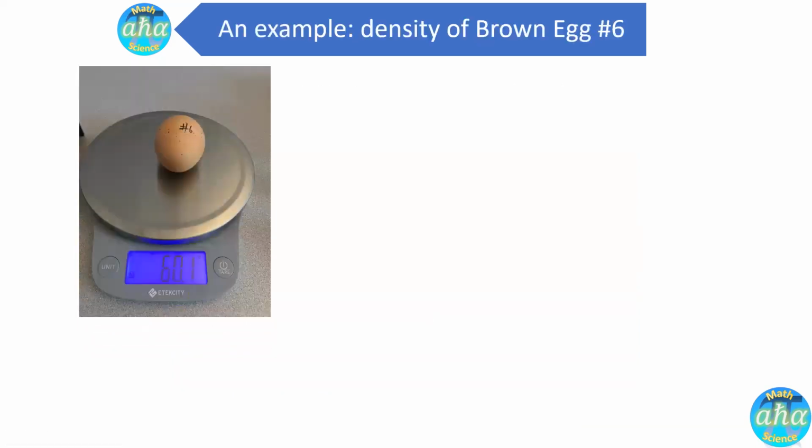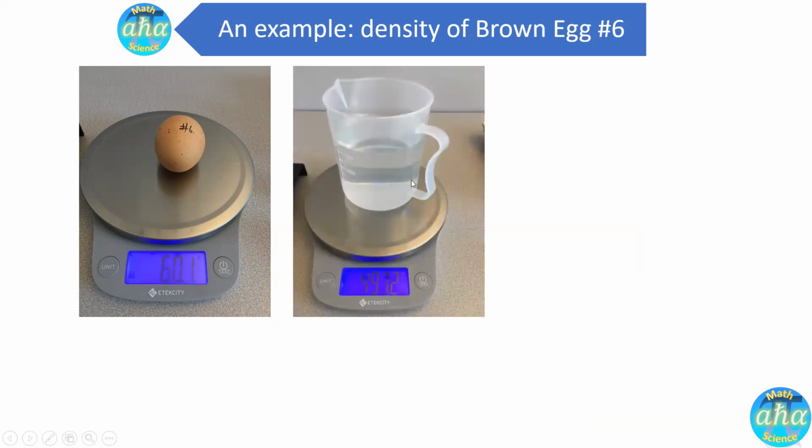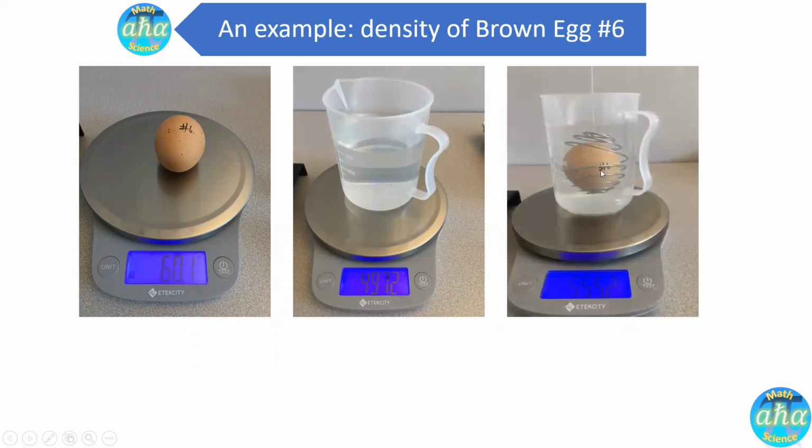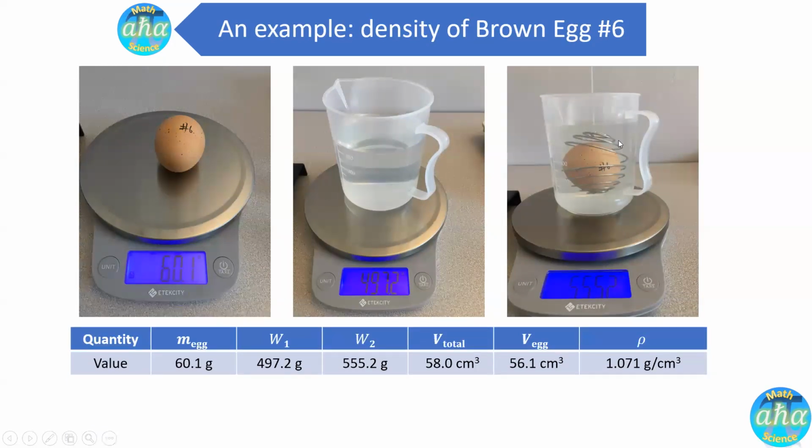So we take brown egg number 6 as an example, and we weigh it, and that's the mass of the egg itself. And then we weigh a beaker of water, 97.2 grams, and then we suspend the egg in water. We did this by putting the egg in a holder and then suspending it, and we get 5.2 grams.